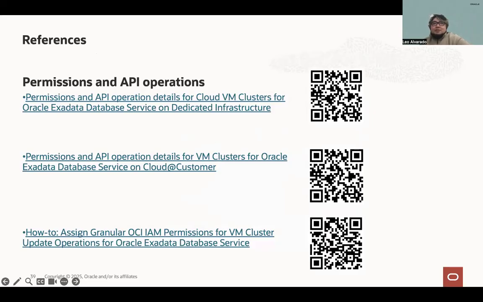And with that, I'm showing you the references. These are the permissions and API operations that I have used in the demo. We have a link here for the updated permissions and API operations details for Cloud VM clusters for both Exadata Database Service on Dedicated Infrastructure and also Exadata Database Service on Cloud@Customer. We also have the how-to guide, which shows the same demo flow that I have shown, for you to assign granular OCI IAM permissions for VM cluster update operations.